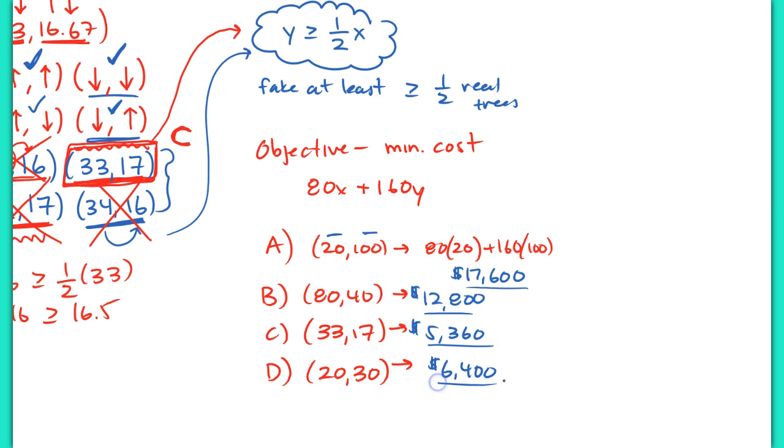Okay, so if we take a look, the cheapest route that will minimize our cost here is by buying 33 real ones. So Monica needs 33 reals and 17 fake.